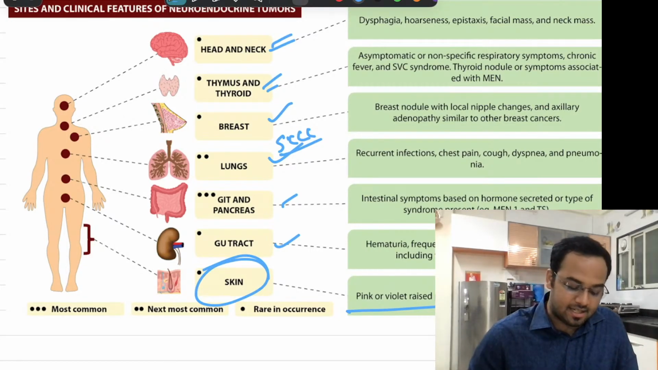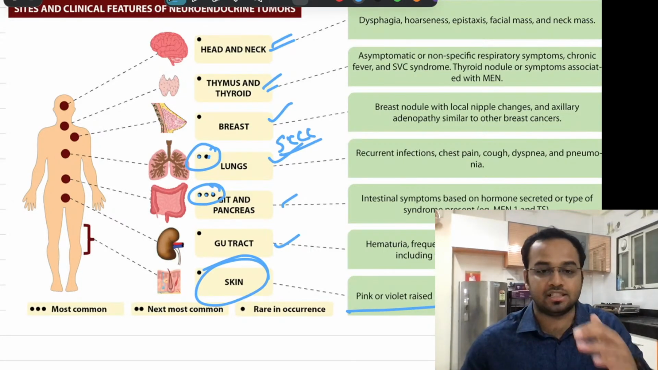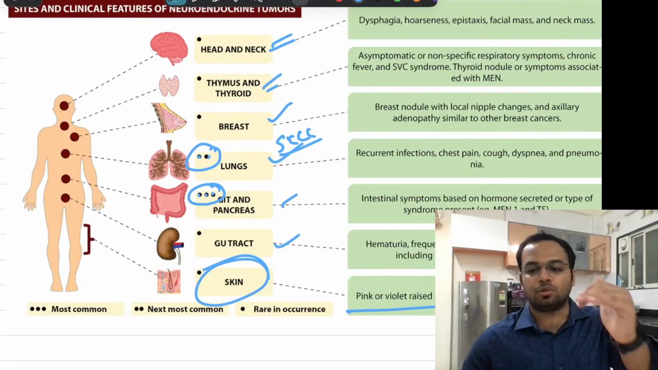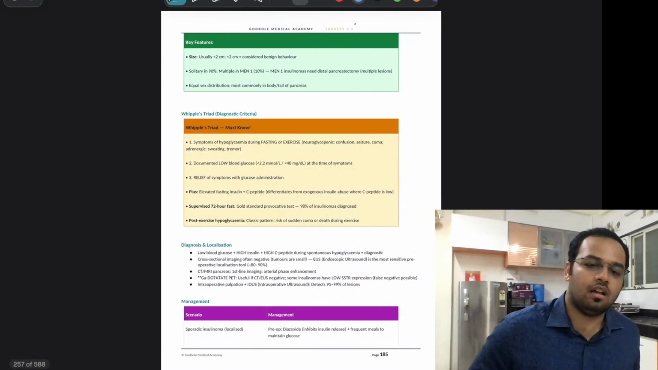So they have already seen that in the GIT, 3 dots were given, meaning in the GIT it is most common, in the lungs second most common, and the rest are very rare. So we are going to predominantly talk about the GIT and pancreas right now. In the lung, when we study the thorax, we are going to talk about the lung peanuts in the thorax module.